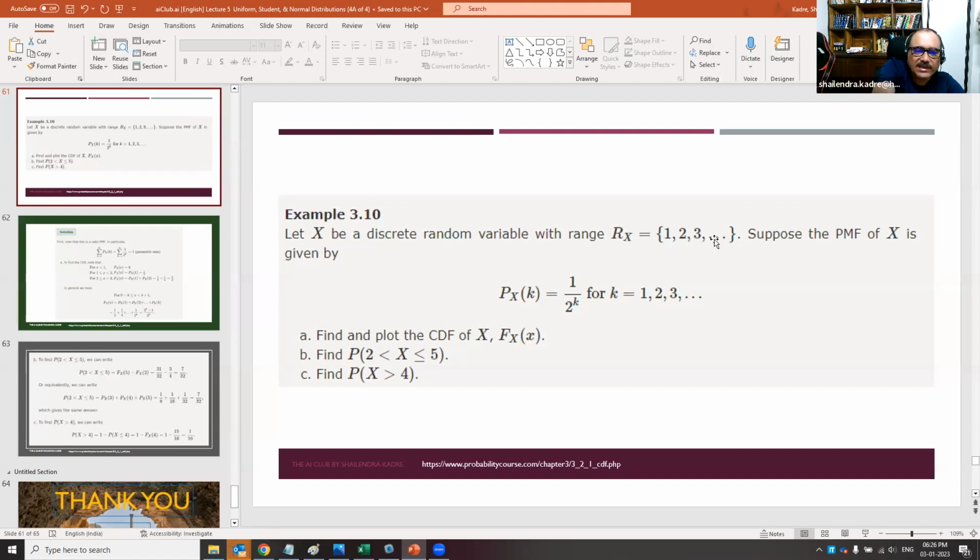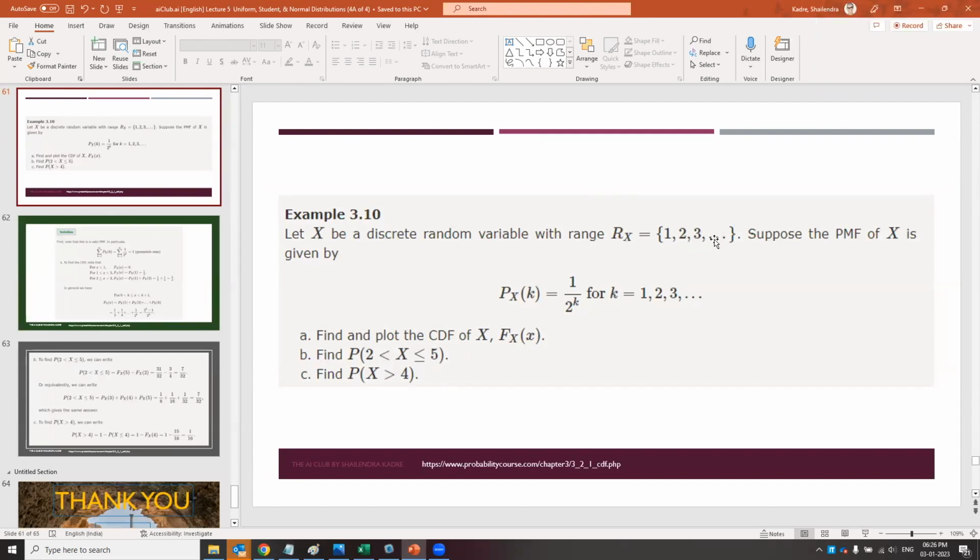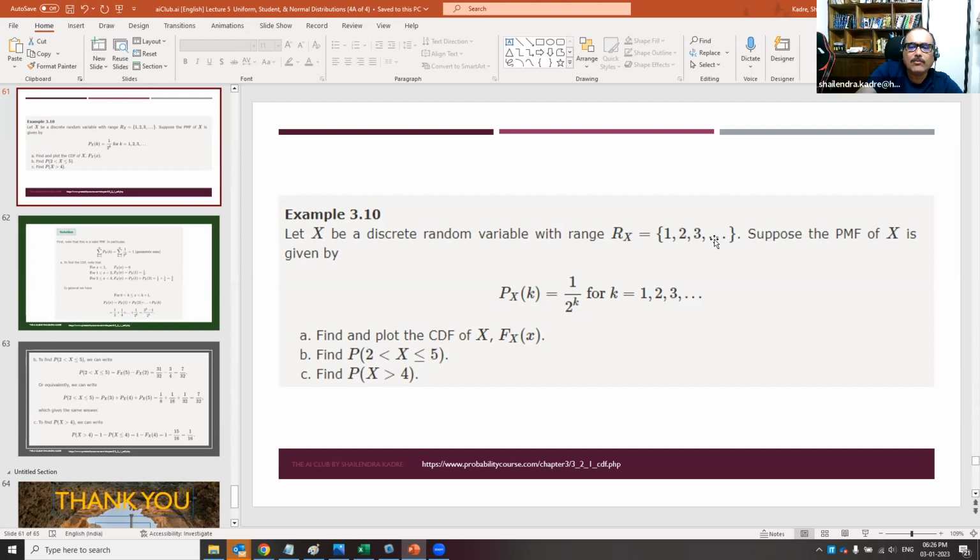See, 2 is less than x means x is greater than 2, right? So it will be 3, 4 and 5. So you just keep in this formula, 1 upon 2 to the power 3 plus 1 upon 2 to the power 4 plus 1 upon 2 to the power 5. Do you agree with this? Yes, sir.